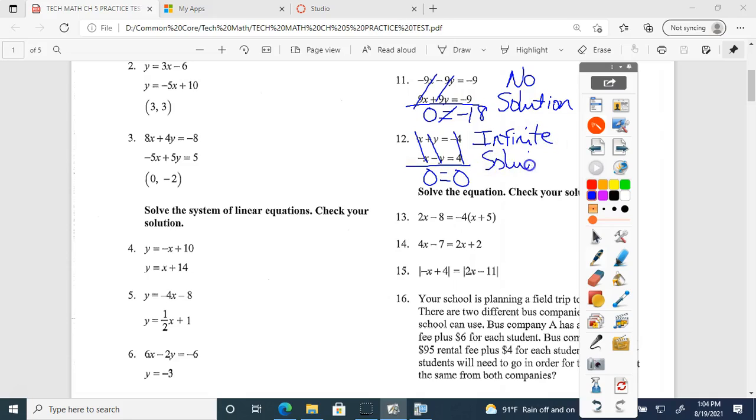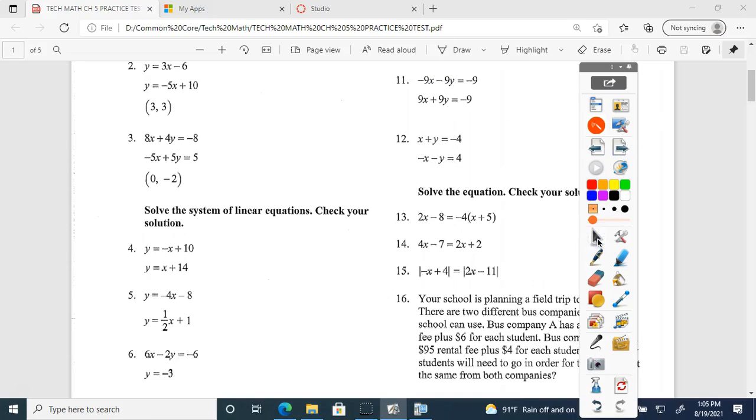So it's infinite solution. That's what you always say. So if you end up with something that's true, it's infinite solutions. If you end up with something that's not true or not equal, it's no solution. Everybody good? Well, it had solution in there. You're right. You got half credit. You guys got it? You're good? Okay. All right.